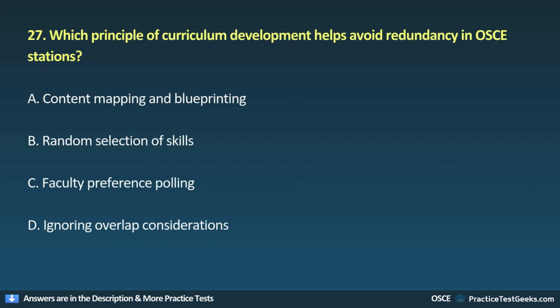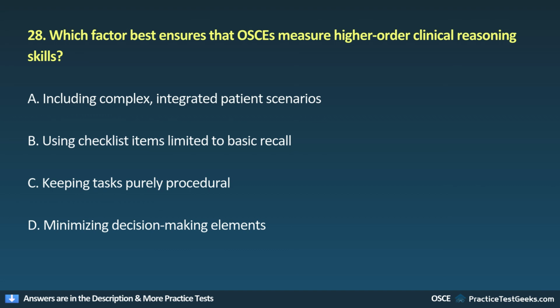27. Which principle of curriculum development helps avoid redundancy in OSCE stations? A. Content mapping and blueprinting. B. Random selection of skills. C. Faculty preference polling. D. Ignoring overlap considerations.